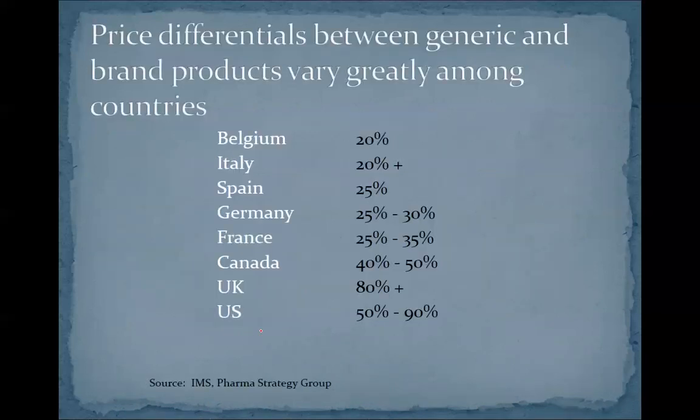Now let's talk about the price differences between various generic and branded products as per the country. What you find is that in most of the European countries, let's talk about Belgium, Italy, Spain, or any other for that sake, France, the product price difference is somewhere around 25 to 35%. The major price difference is somewhere around the UK and US, where it accounts for 50 to 80%.